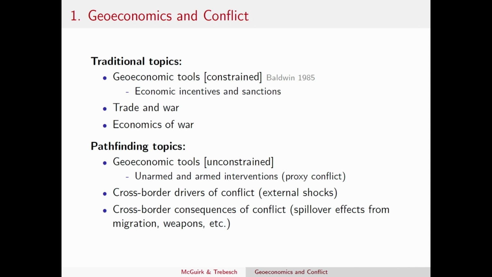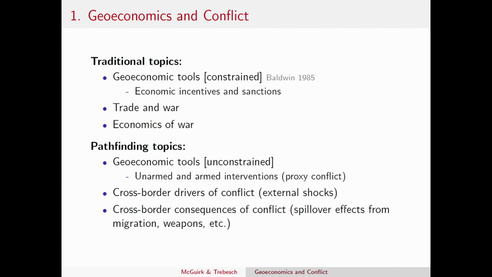And then the stick rather than the carrot, right? Economic sanctions, including embargoes and all of that. Another sort of traditional field at this intersection is on the interplay between trade and war. So the effect of trade on war, the effect of war on trade. And then the third is on, broadly speaking, just the economics of war. Okay, so war financing, the costs of war and so on, and how they propagate across borders.